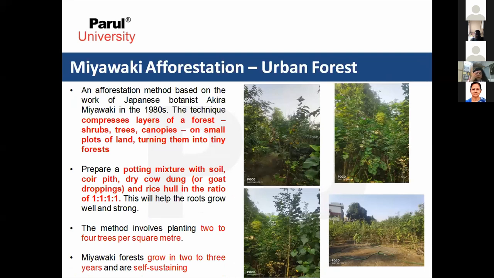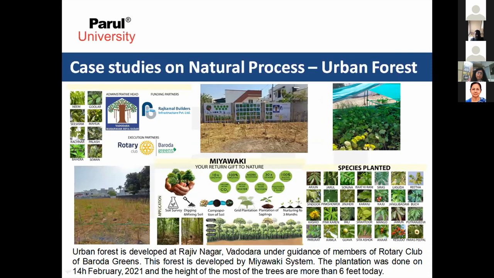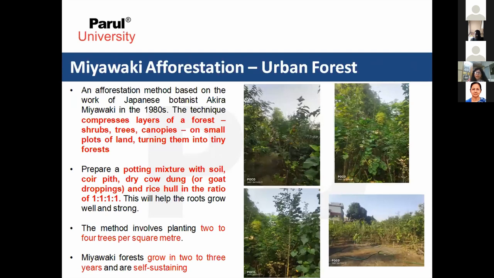This mixture is then prepared and placed in a pit of 1 by 1 square meter, where we can grow only 4 plants. This soil nutrient is then given to the roots so that the growth of the tree or plant is much faster. In this barren land, which was plotted on 14th Feb 2021 and planted by the Miyawaki system, today after 10 months it is giving us a forest with 6 feet growth of the trees. The method involves planting 2 to 4 trees per square meter. This is what we have done in our Baroda city, where we have created this urban forest.